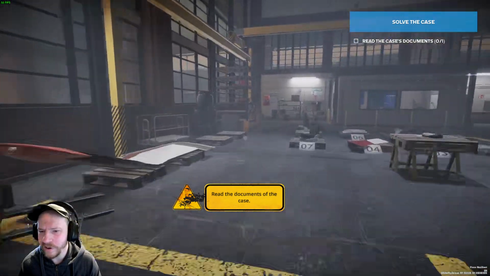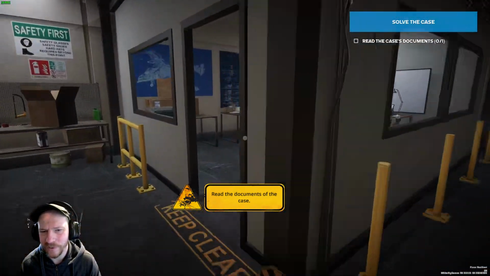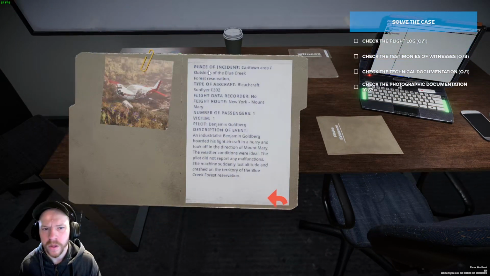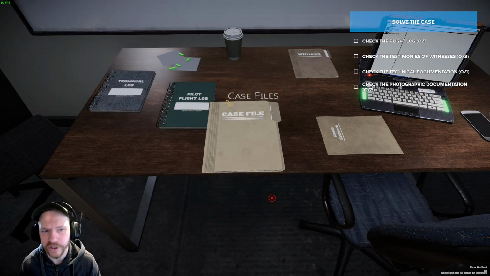Read the documents on the case files. Let's go. Right, case file. We have Carlton area, lost altitude, crashed on the territory of Blue Creek Forest Reservation.